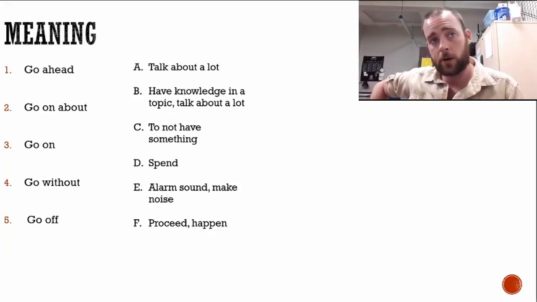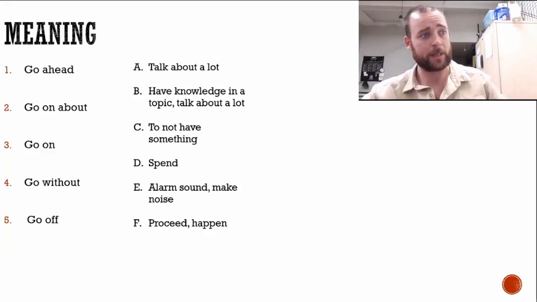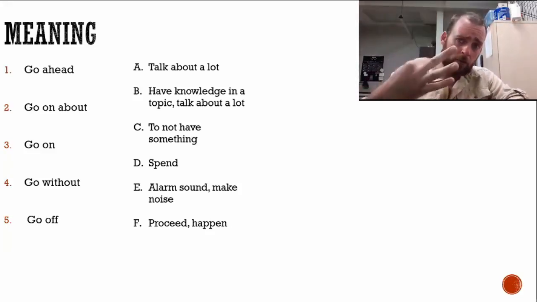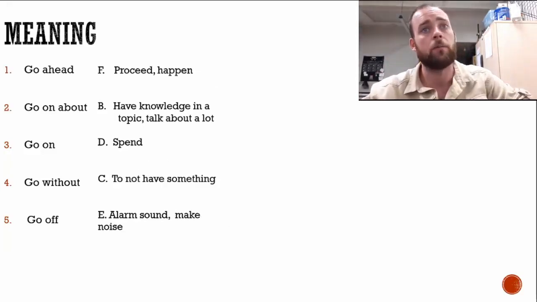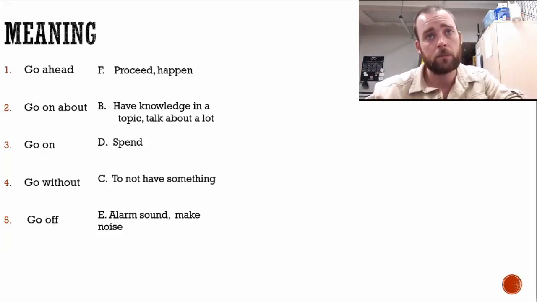On a piece of paper, you should write numbers 1 to 5 and the corresponding letter beside them, because I'm going to give you the answer in 5, 4, 3, 2, 1. Boom, there you go. So if something goes ahead, it proceeds, it happens. The World Cup went ahead in June, for example, and it will finish up in July.